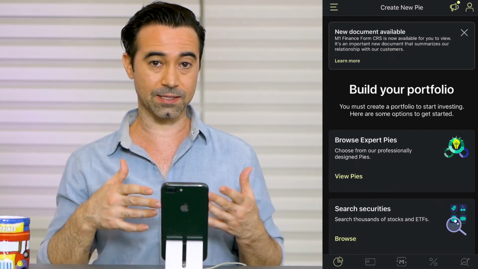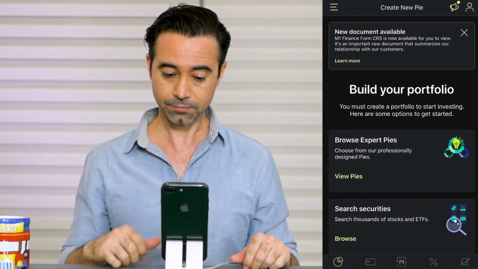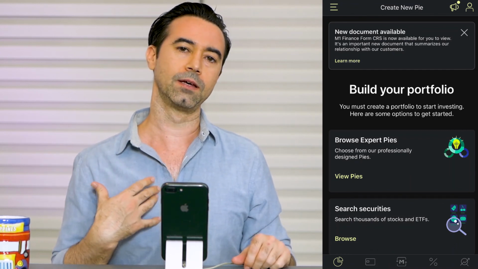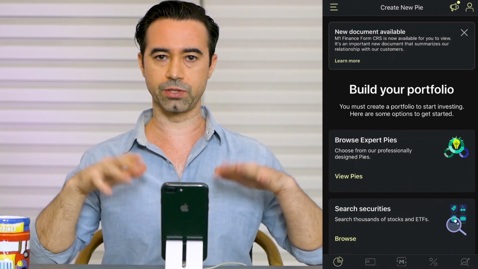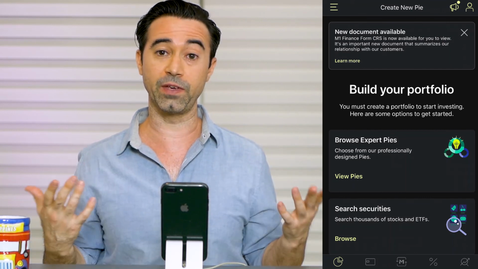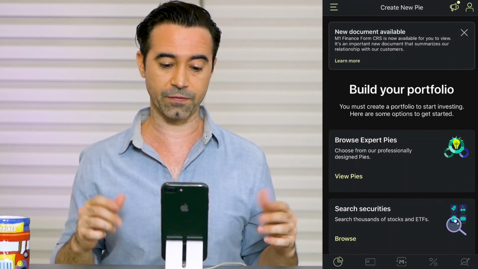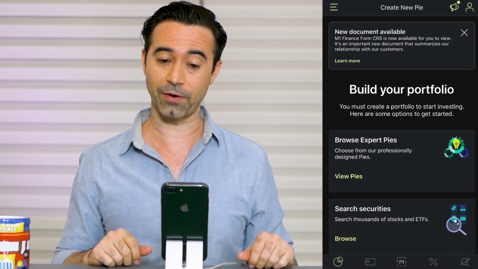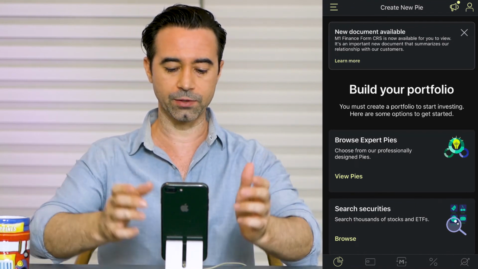If you don't know what that is, I will explain that in a second. So what I would do if it was me and I was just new to investing, I'd just put maybe VOO, which is a Vanguard ETF that tracks the S&P 500. So you can go ahead and do that.